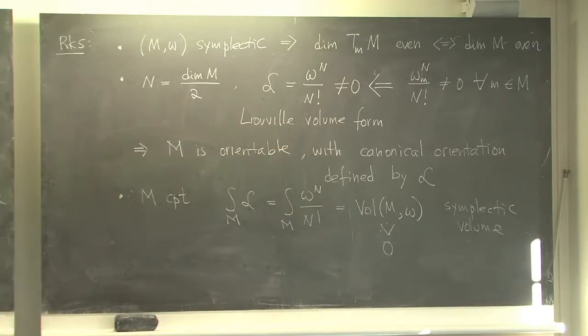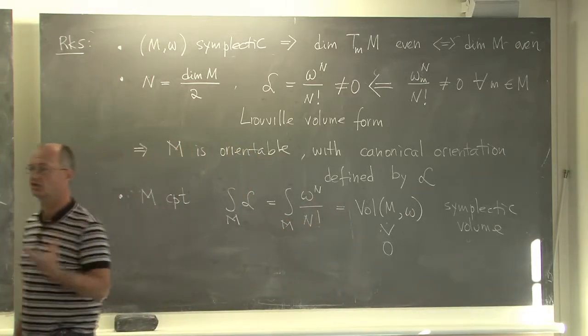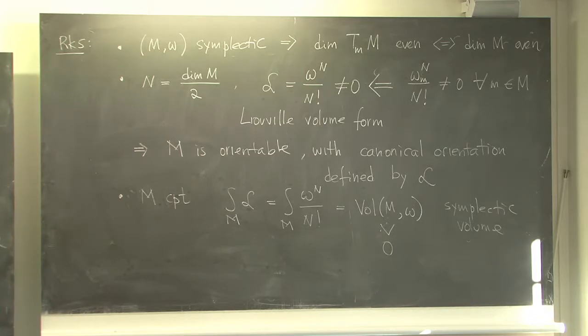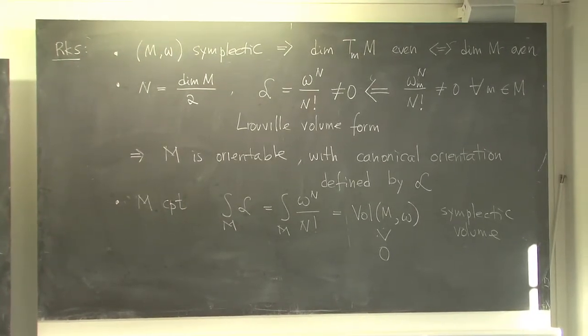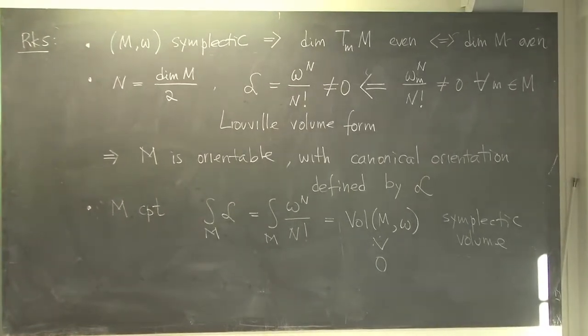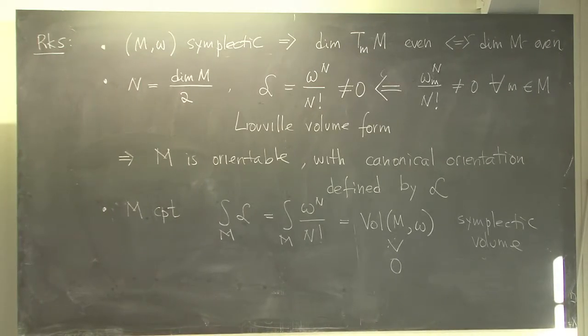From the definition, it's clear that it's always positive. And so this is an important data, an important number you can associate to a compact symplectic manifold. Later on, we'll have quite lengthy discussions of those symplectic volumes, or how to compute them in some particular situations. But this is the first time that we see it.